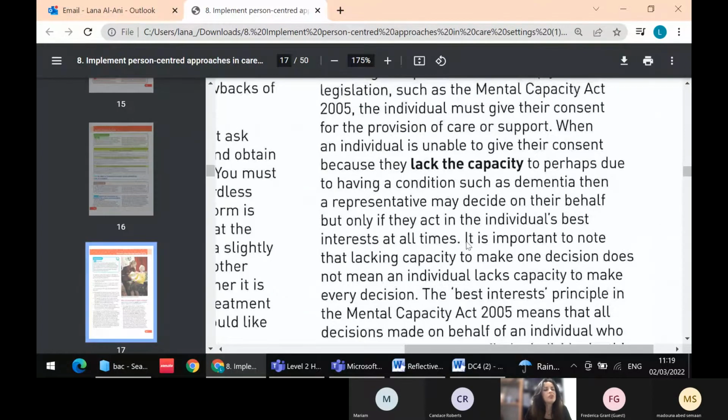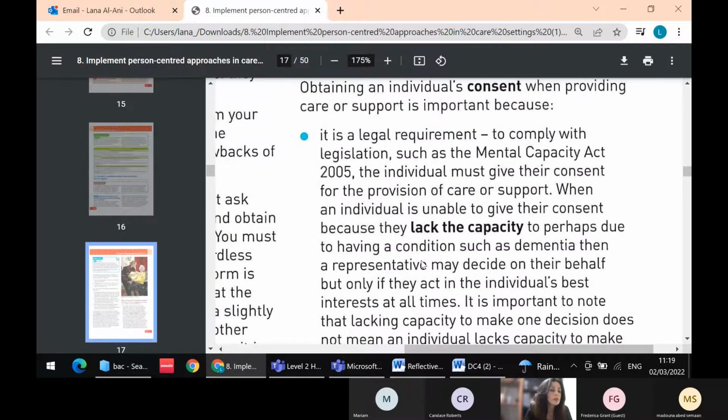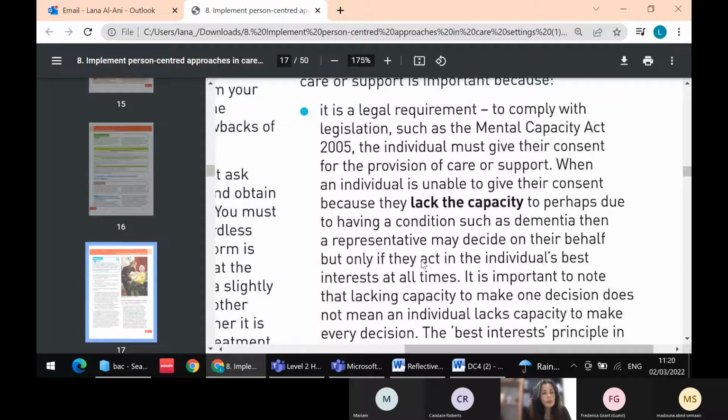So why is it important to get this consent? It is a legal requirement to comply with the legislation, such as the Mental Capacity Act 2005. The individual must give their consent for the provision of care and support. And if the individual is unable to give their consent because of a lack of capacity, or maybe having such a mental condition, like dementia, then what would you do? What would you do if the person has got dementia?